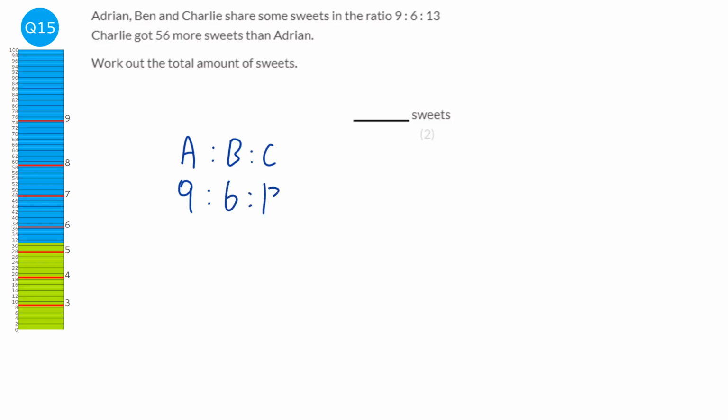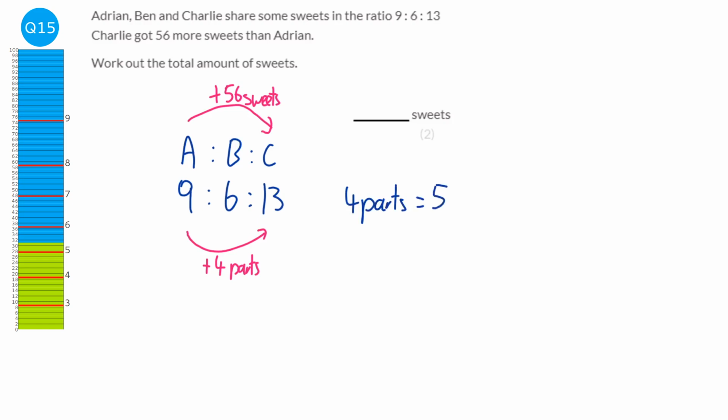So this question says that Adrian, Ben and Charlie have some sweets, and the ratio of Adrian to Ben to Charlie is 9 to 6 to 13. But it also says that Charlie got 56 more sweets than Adrian. Well, looking at the actual parts of the ratio, there are 4 more parts. So plus 4 parts, which represent plus 56 sweets. So the 4 extra parts are worth 56 sweets.